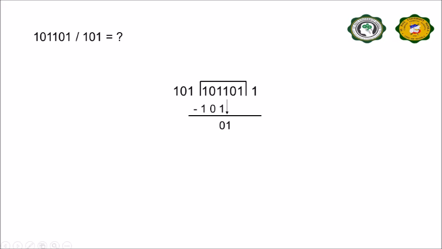And since we cannot divide 01 into 101, we'll be adding 0 to the answer. Then we bring down the next 0. Then since we cannot divide 10 into 101, we will be adding another 0 to the answer. Then we will bring down the other 1. Then since we can divide 101 into 101, the answer will be 1. So 101 minus 101 is equal to 0. So the answer for this equation will be 1001.